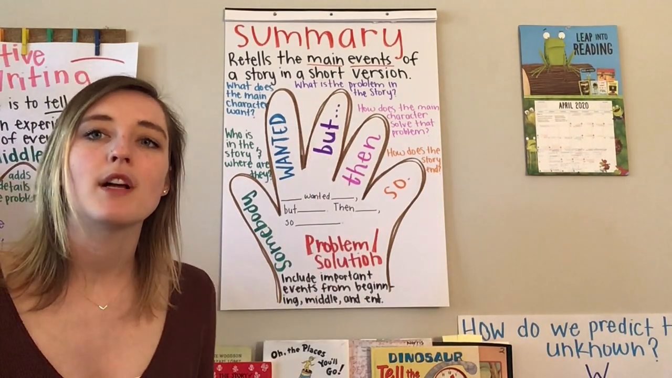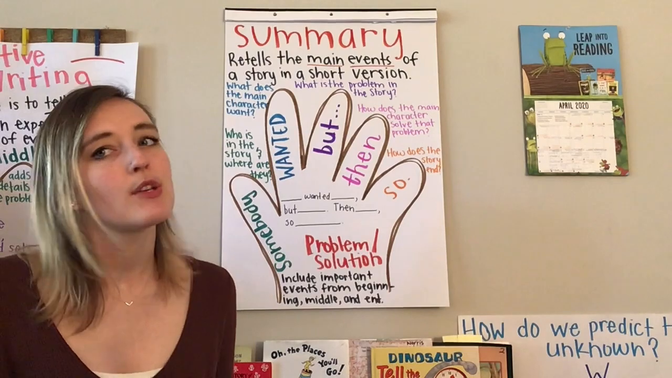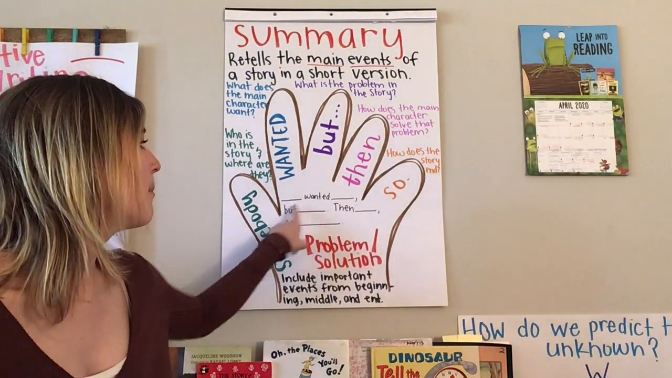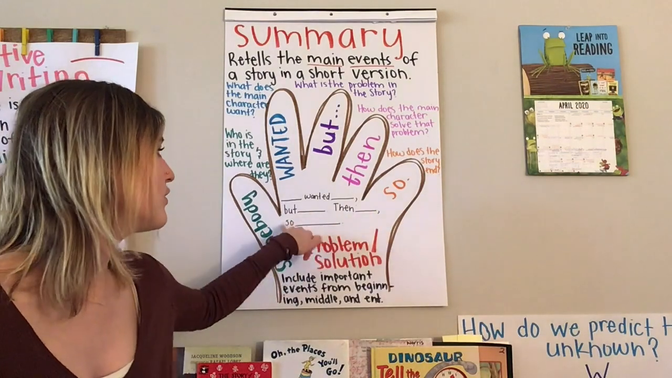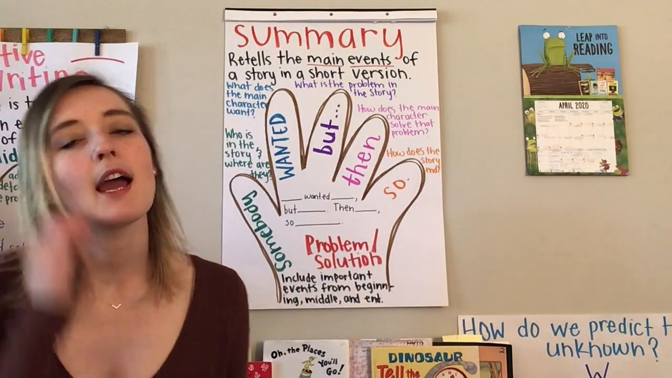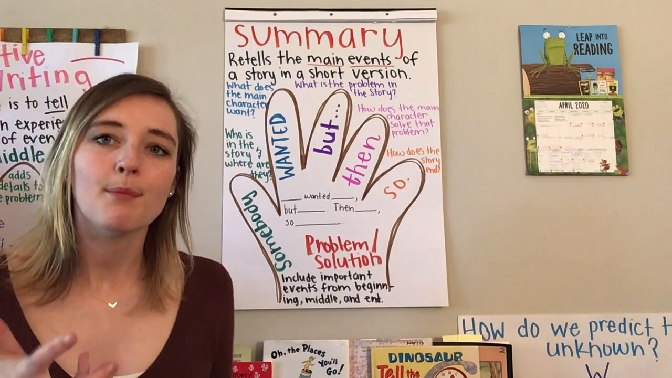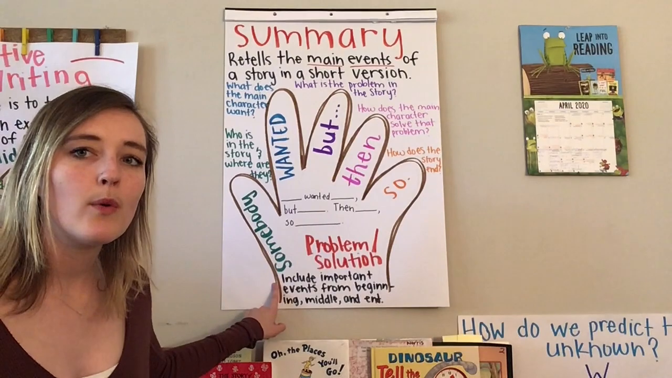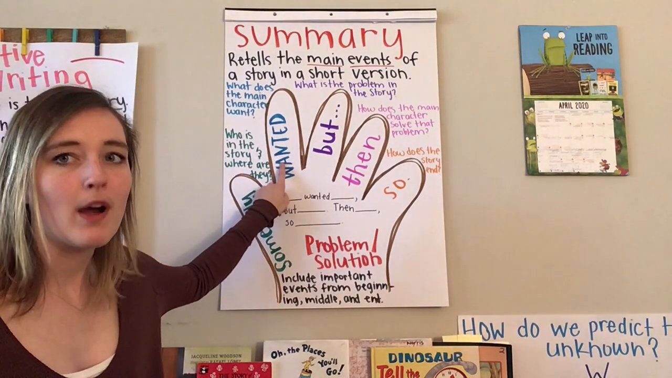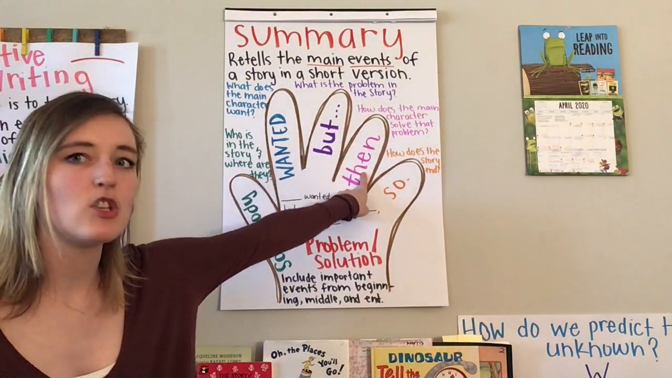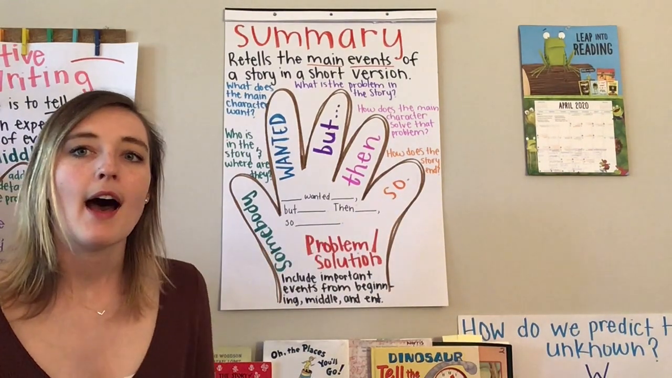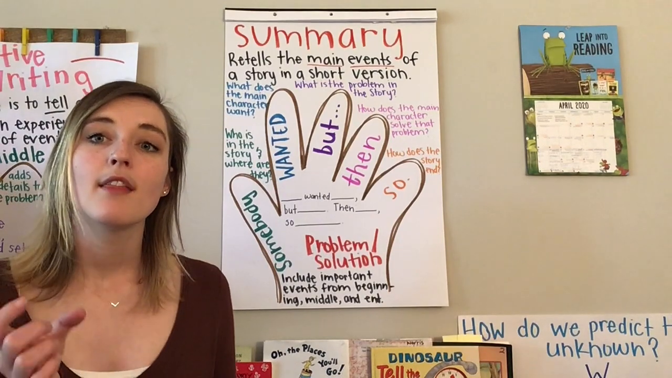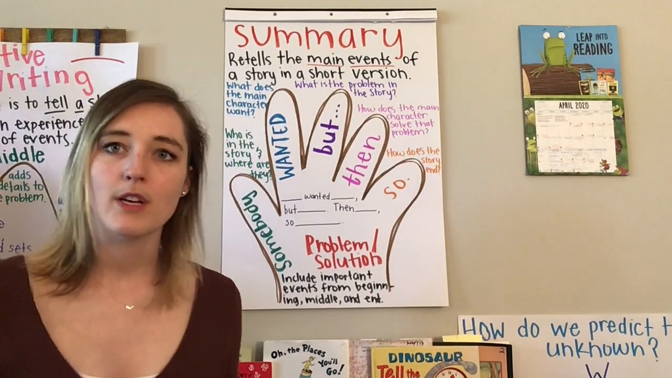So that is somebody wanted but then so, and this is how you can write it out. So you can go blank, wanted blank, but blank, then blank, so blank. So it's just a great way to guide your summary and guide your thinking as well. So as we're reading our story, we should be thinking of who and where, what do they want, what's the problem, what is the solution, and how does the story end. For problem and solution, you need to include important events in the beginning, the middle, and the end when you're creating a summary.